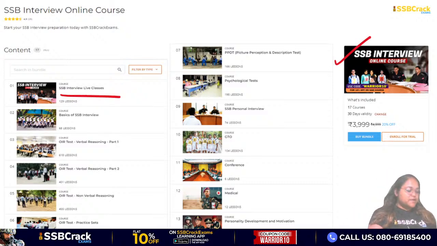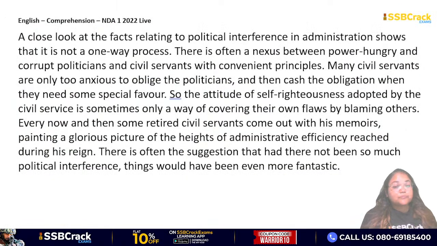Okay, so the next passage is here and let's read it. It's a bit longer passage, so you have to be with me, otherwise you can miss out very important details in between. Okay, a close look at the facts relating to political interference in administration shows that it is not a one-way process. There is often a nexus, that means what should I say, agreement, kind of collaboration between power-hungry and corrupt politicians and civil servants with convenient principles.